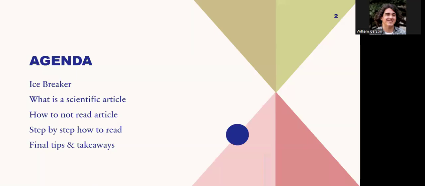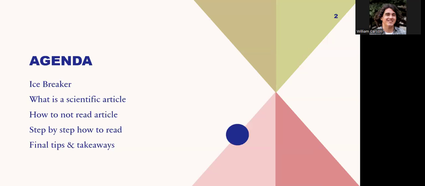We're going to have a little icebreaker. So maybe we're not actually. We're going to talk about what's a scientific article. We're going to do how not to read a scientific article. We're going to do a step-by-step how to read in my personal ways and preferences. And we're finally going to have some final tips and takeaways.